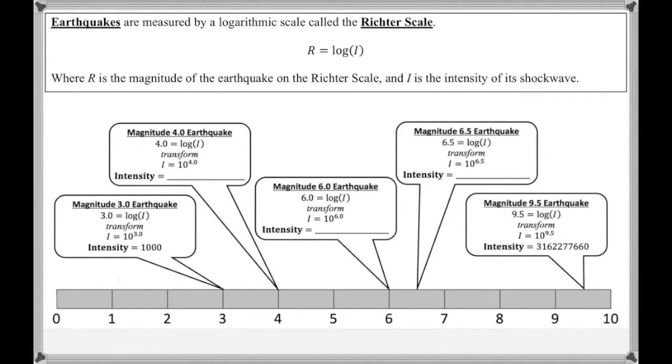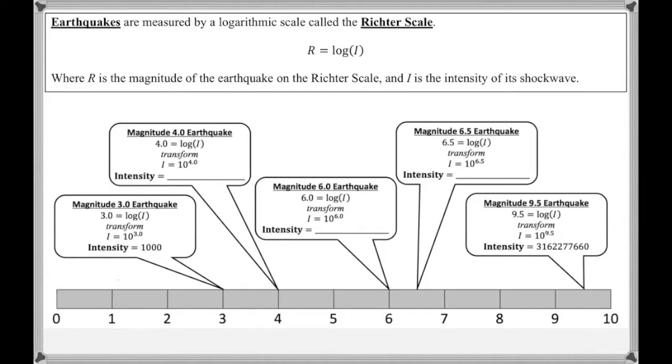So let's look at a magnitude 3.0 earthquake. If I plug the 3 into our formula, it's 3 = log I. If I wanted to figure out what the intensity of this earthquake is, I can transform it into its equivalent exponential form, like we've been doing in this section. So I = 10^3, and 10^3 is equal to 1,000. So it's going to have an intensity of 1,000.